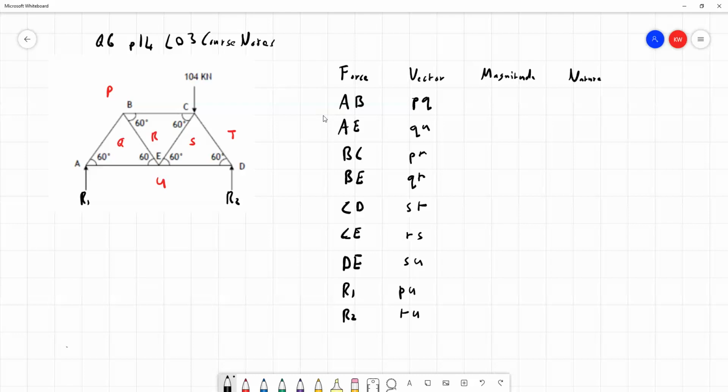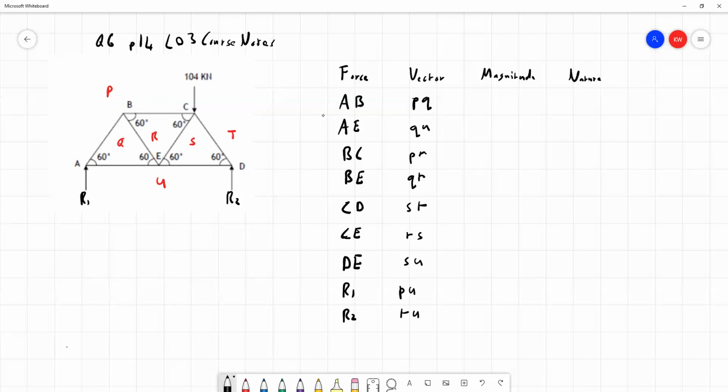And we have a space to record the magnitude of each vector as we determine these analytically or graphically. And we'll have a column for nature, and that's to determine whether they're under compression, and so are struts, under tension, and so are ties, or whether the forces are balanced in such a way that there's no internal force in the member and it is in fact redundant in the structure. If that occurs, we can record that there.